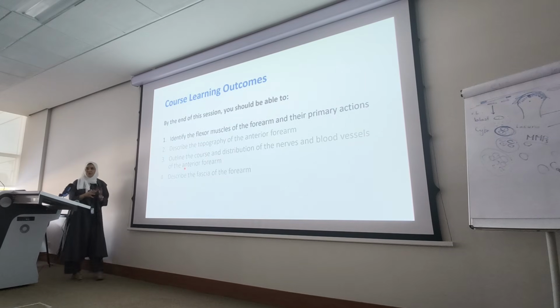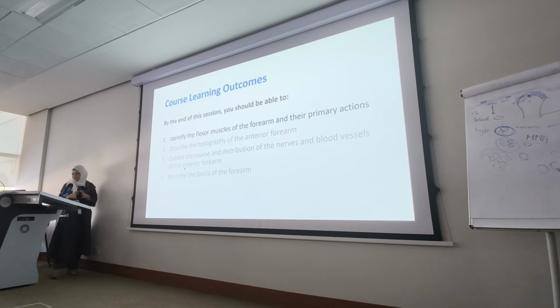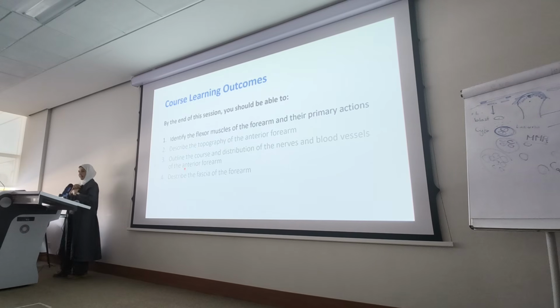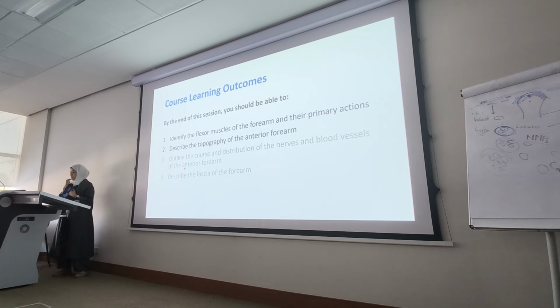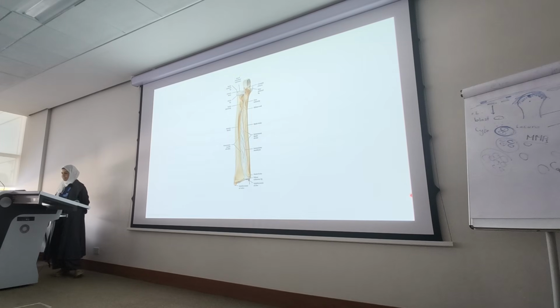So with that being said, we're focusing on the muscles of the anterior forearm. By the end of today's session, you should be able to identify these muscles. So many of these muscles flex, so we're going to call them flexor muscles of the forearm, as well as their primary actions. You should be able to describe their topography and organization in the anterior forearm. You should be able to outline their course and distribution of the nerves and blood vessels. And finally, you should be able to describe the fascia of the forearm, which holds everything in place.